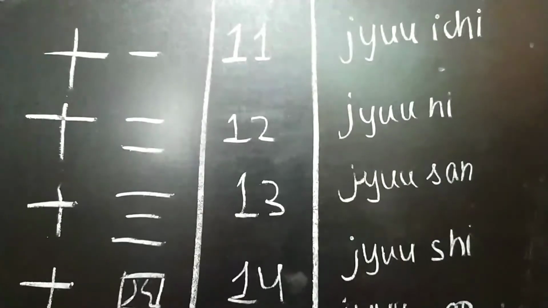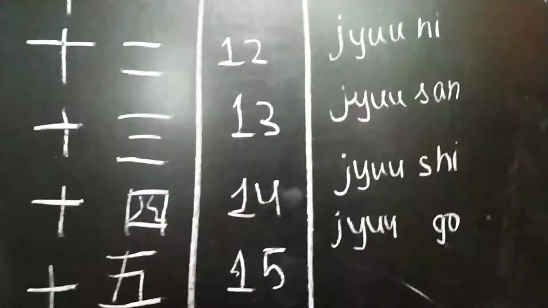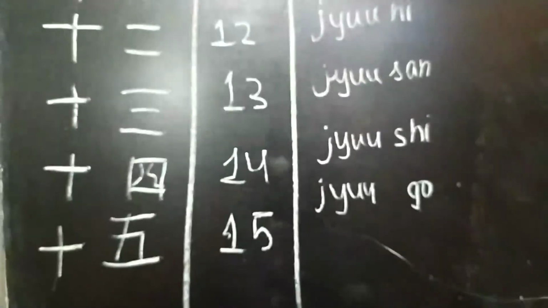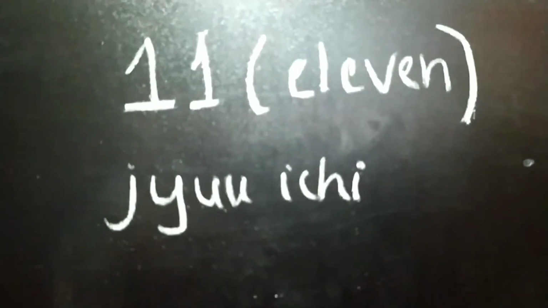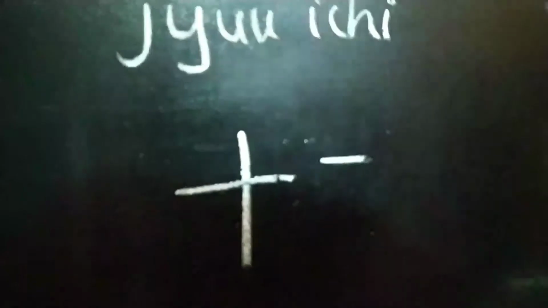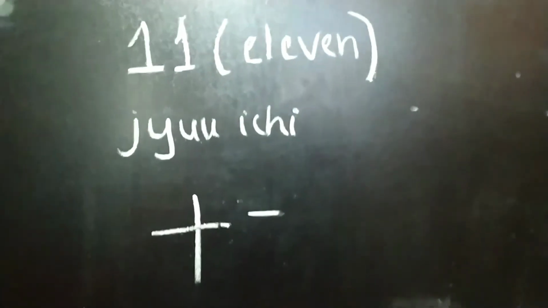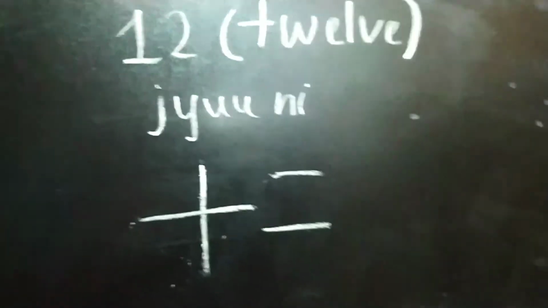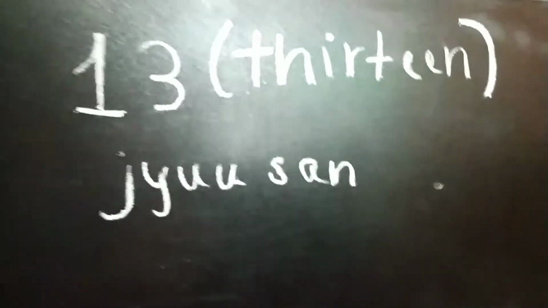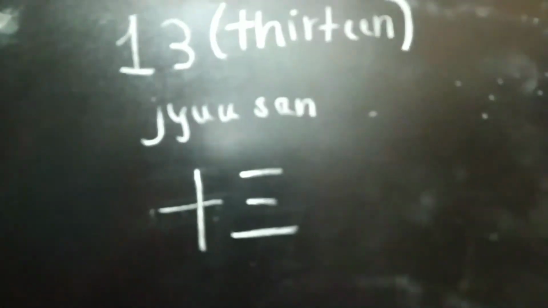So, next line we move to 11, 12, 13, 14. First you will write 10, then you will write the number 1. So it's 11, juichi. 12, juni. Next, 13, jusan.